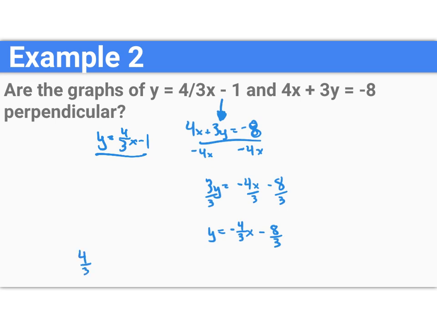4/3 is not perpendicular to -4/3. They are only negatives of each other. So these lines are not perpendicular.